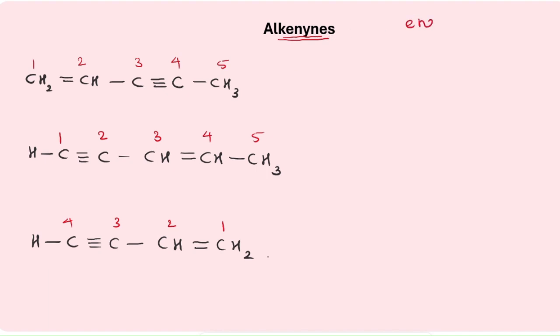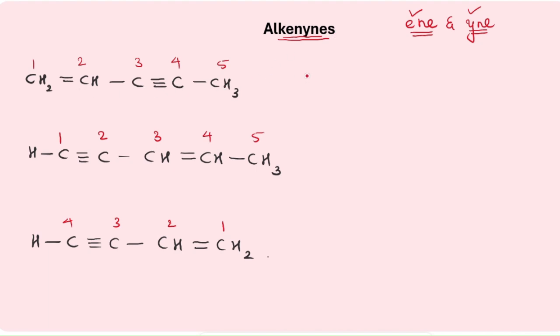See, both alkene and alkyne are suffixes. In that case, first you compare the E of ene and the Y of yne. Alphabetical priority goes to ene. That's why we always name them as alkenyne.